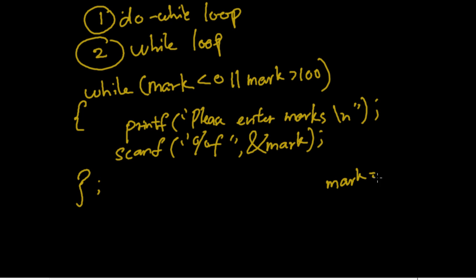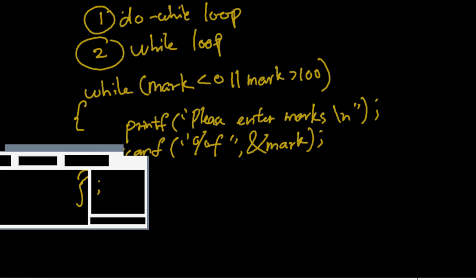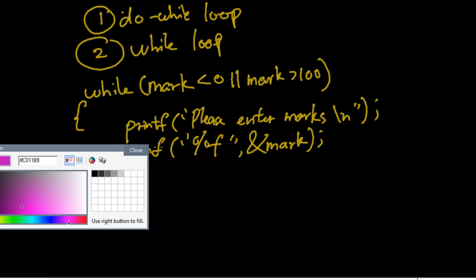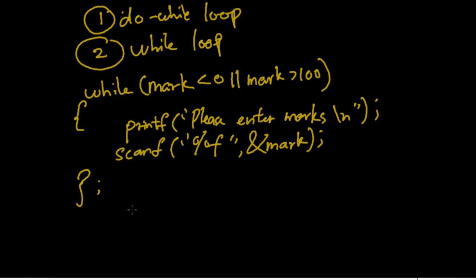Now mark, one second, use a different color for the dry run. Okay. Now it will ask the user to enter marks. Please enter marks. The user, let's say, enters -2.